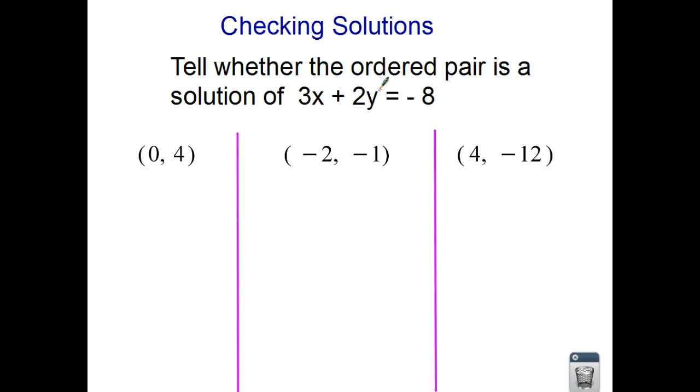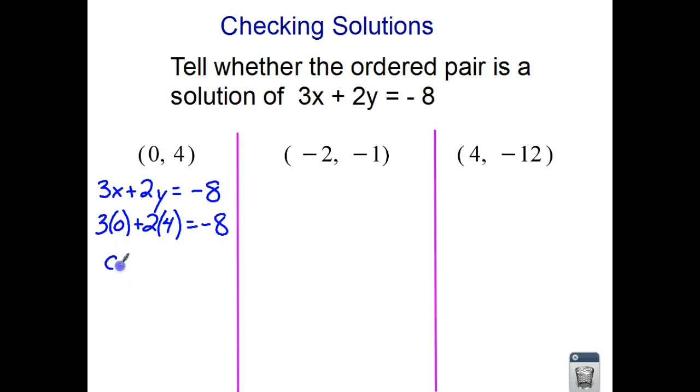Now, what they want us to do here is check each of these ordered pairs separately and see whether or not it is actually on this particular line that we started with. So this is a basic substitution problem. We're going to take our equation and substitute in the x for the x variable. So if x is 0 and the y is 4, is that going to equal -8?